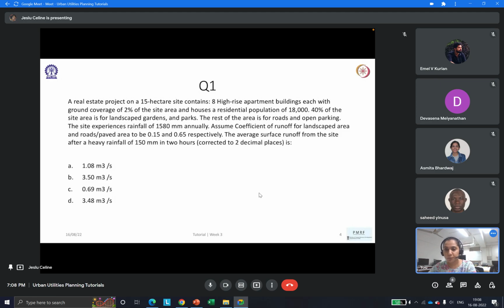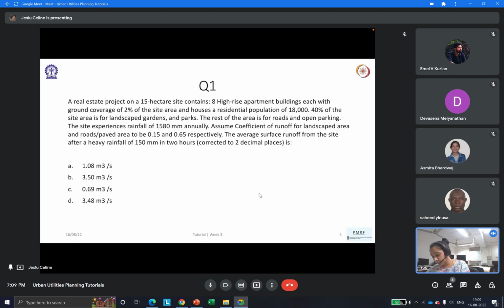I'll just read out our first question. A real estate project on a 15-hectare site contains 8 high-rise apartments, each with ground coverage of 2% of the site area, and houses a residential population of 18,000. 40% of the site area is for landscaped gardens and parks. The rest of the area is for roads and open parking. The site experiences rainfall of 1,580 millimeter annually. Assume the coefficient of runoff for landscape area and paved areas to be 0.15 and 0.65 respectively. The average surface runoff from the site after a heavy rainfall of 150 millimeter in 2 hours is.